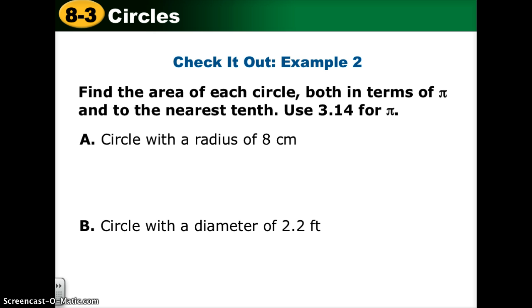So find the area both in terms of pi and to the nearest tenth. Circle with a radius of 8 centimeters. So pi times the radius squared. 8 times 8 is 64, so we get 64 pi centimeters squared.